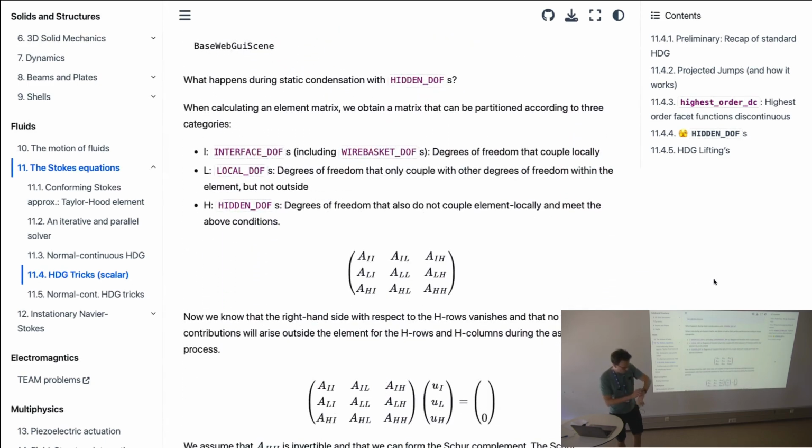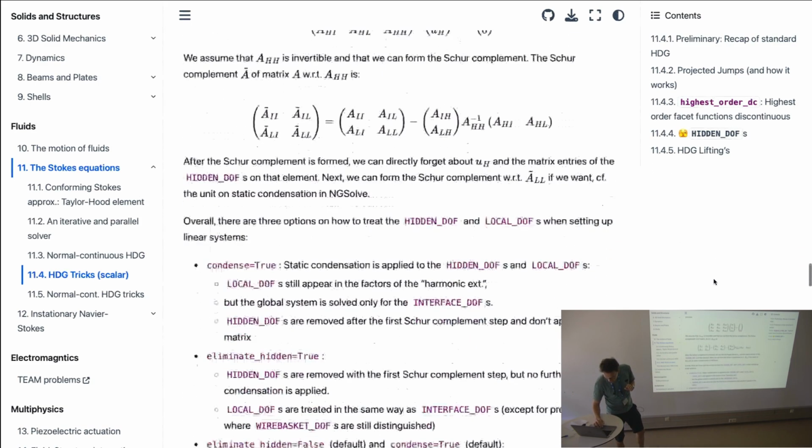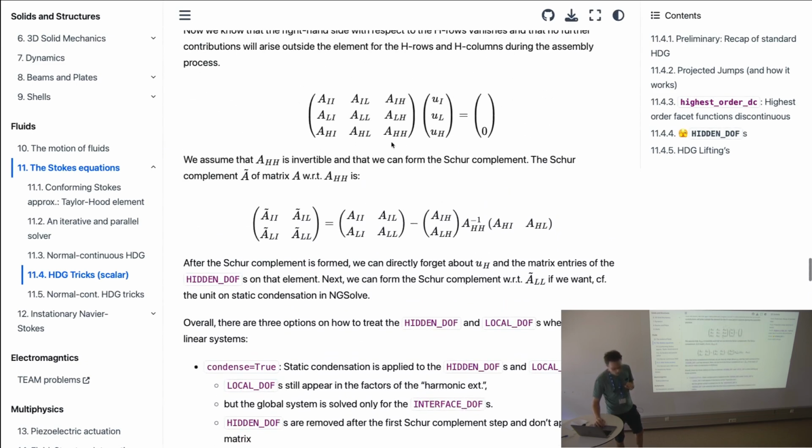Good. And then there are some further details, essentially. How do you set up the systems? So you can do static condensation. If you do static condensation, then you just do static condensation as usual, where hidden DOFs are just vanishing. So you don't get the result of the static condensation in the global system back. If you don't want to do static condensation, which you could also do, and you still want to make use of the hidden DOFs, then you can call what is called eliminate hidden on your bilinear form. Then we just form the Schur complement with respect to the hidden DOFs.